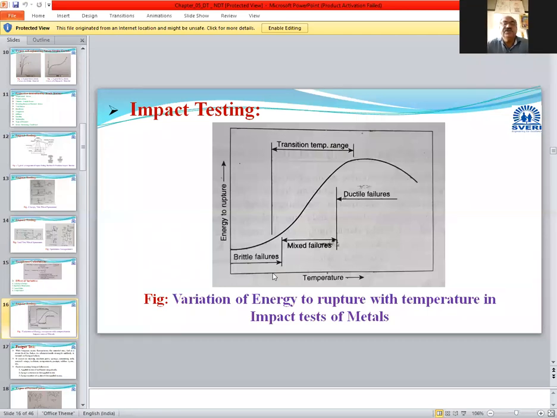So temperature and energy to rupture. The transition temperature range is given, with mixed failure, ductile failure, and brittle failure. Where the material breaks early, brittle failures will be there. And after reaching the peak point, ductile failures. Next.